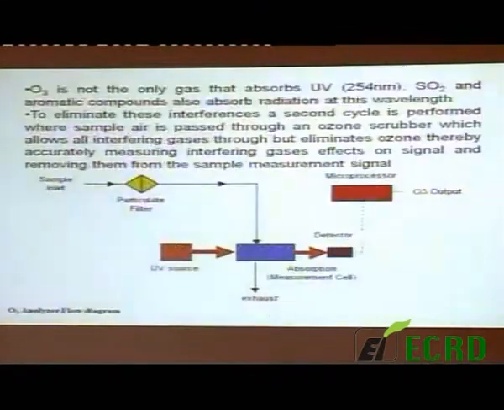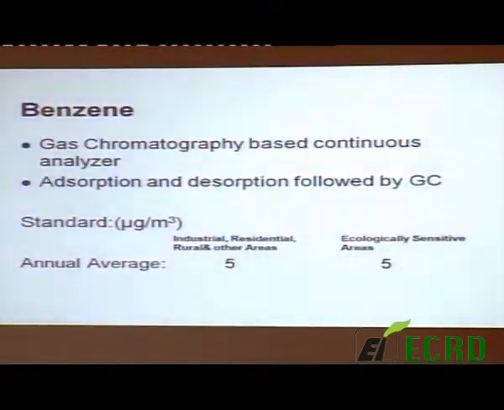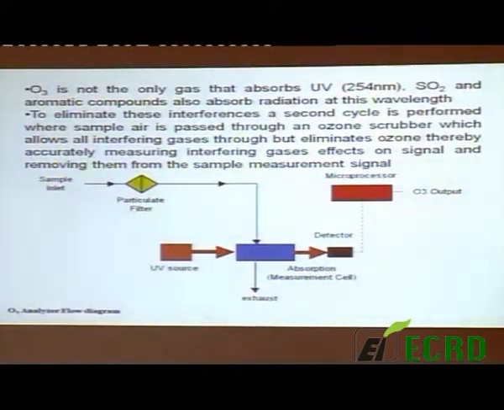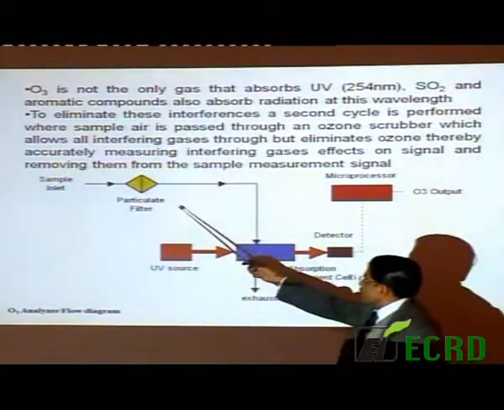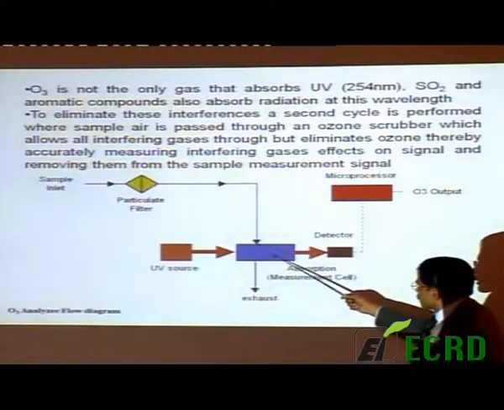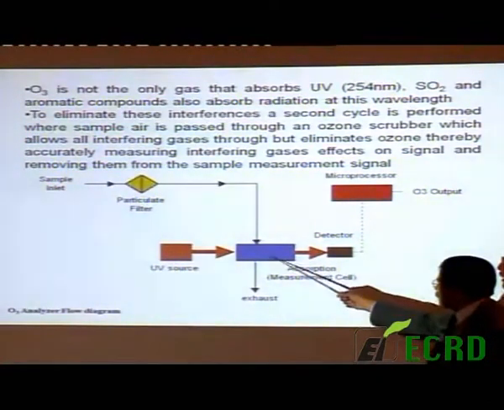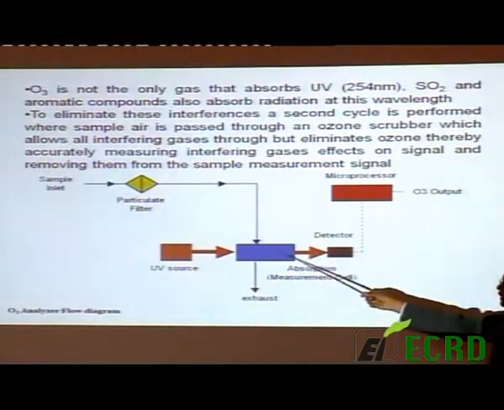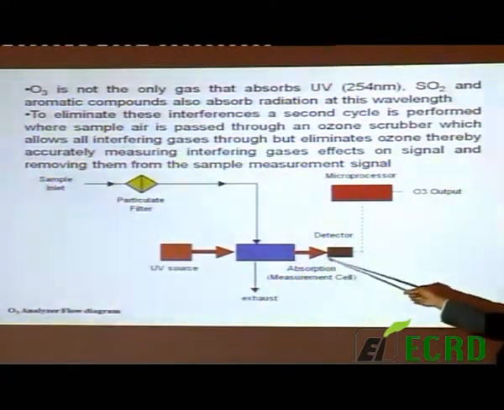This is the UV absorption method. Next. This is a flow diagram. The sample goes here. There is a particulate filter paper. Here is a UV source lamp, and this is the exhaust. Here is the absorption cell, and here the concentration is converted through a detector into the ozone concentration.